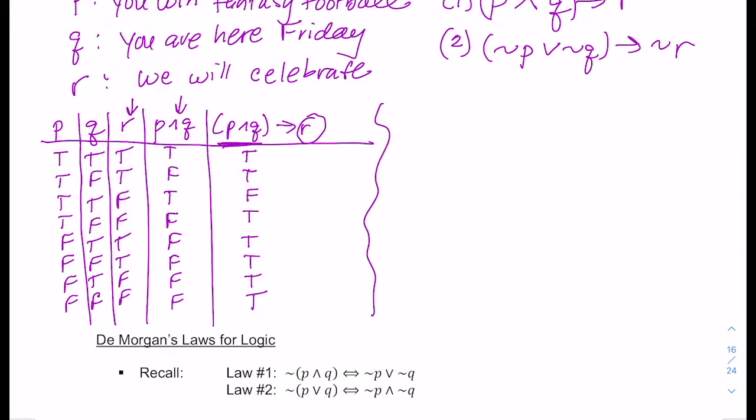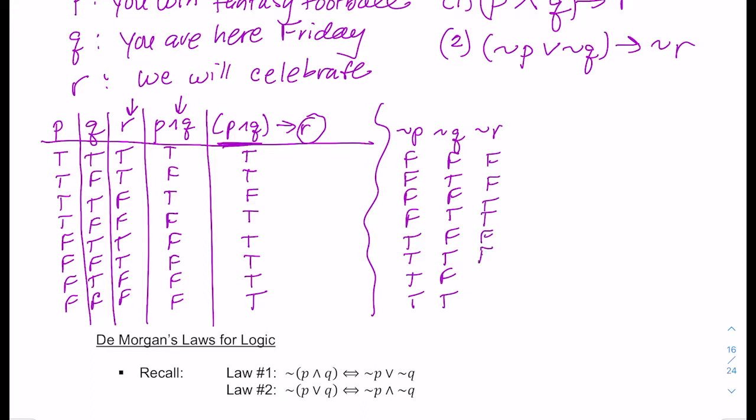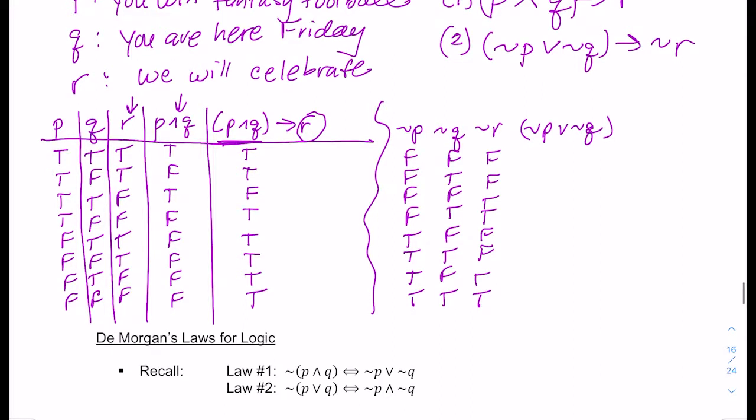Now I'm going to compare it to the other statement. In the other statement, I have not P, not Q, and not R. So not just means make it opposite. I'm going to look at the P column, and I'm just going to make everything opposite of what I have. Same thing with Q, and same thing with R. Now I need not P or not Q. So or, remember, only one of them has to be true. Now I have everything I need for my last column.